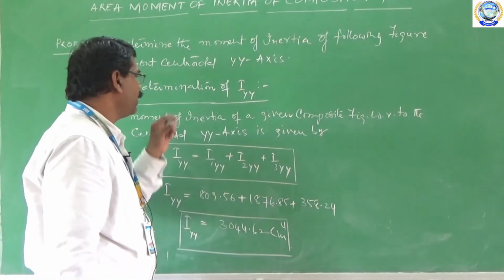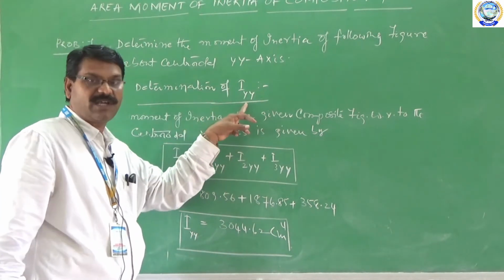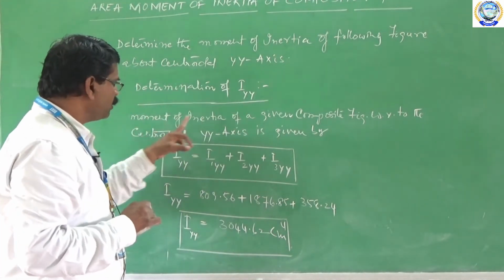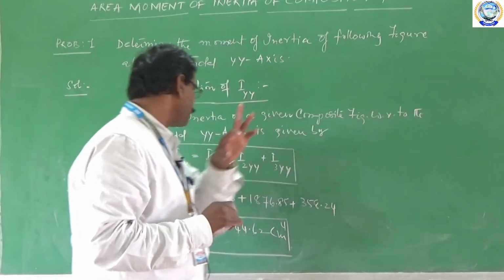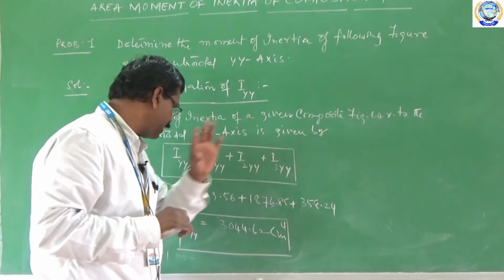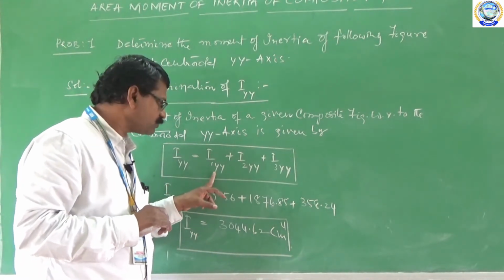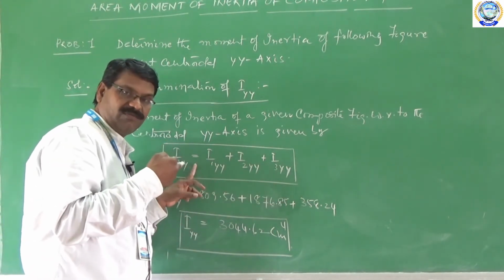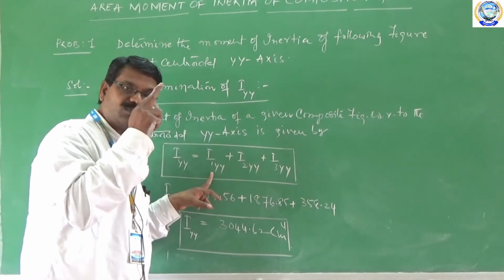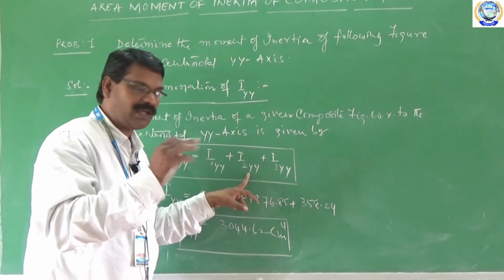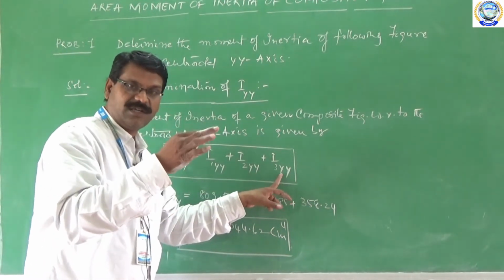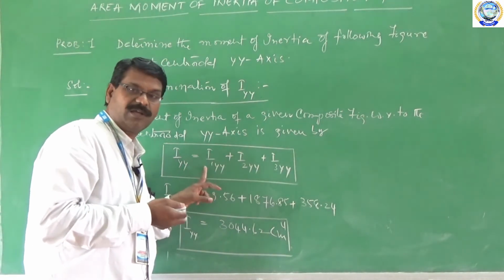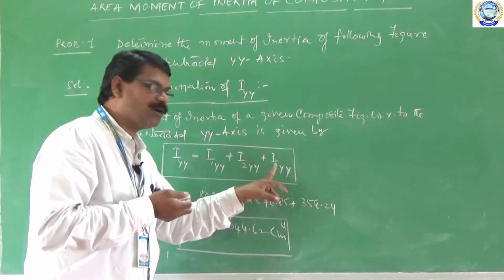Now, our ultimate aim is to find I double y, and to determine this I double y, we need I1 double y, I2 double y, I3 double y. Now, substitute all three of them. The moment of inertia of a given composite figure with respect to the centroidal y axis is given by I double y is equal to I1 double y plus I2 double y plus I3 double y. Strictly speaking, when you are going to calculate I double y, we must be conscious that I1 double y belongs to the semicircle, I2 double y belongs to the rectangle, I3 double y belongs to the triangle. Because in the given composite figure, we have 3 specimens. The first one is the semicircle, the second one is the rectangle, the third one is the triangle.